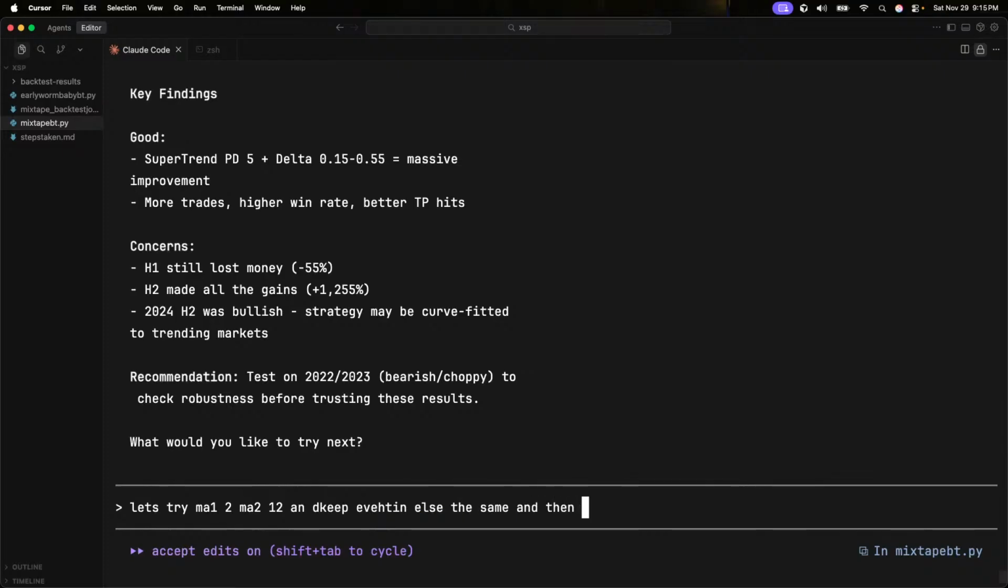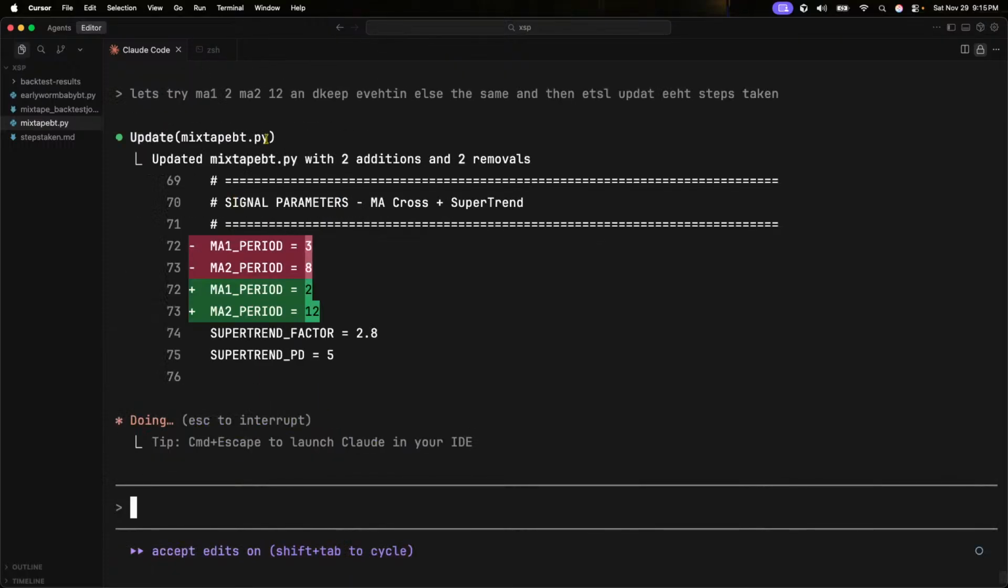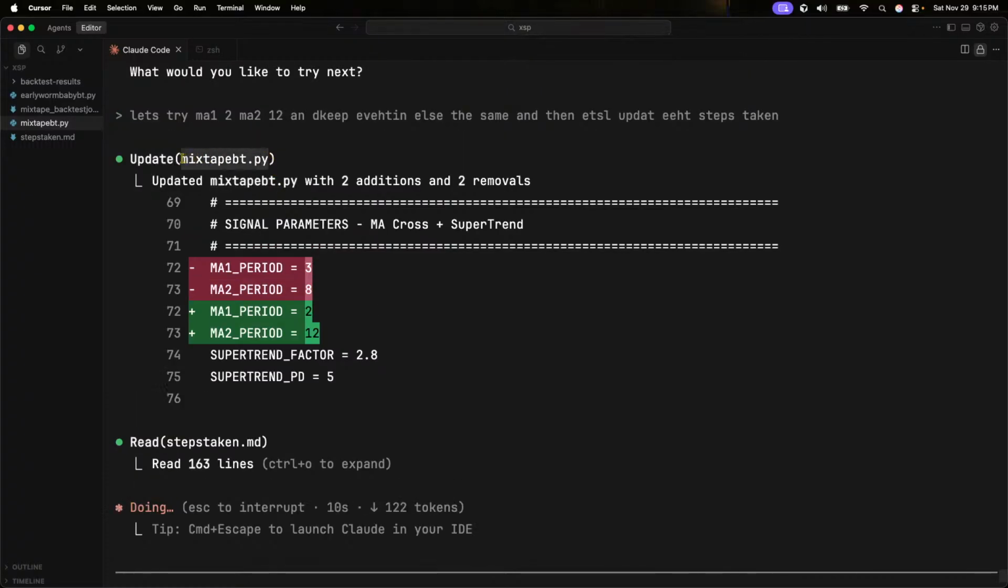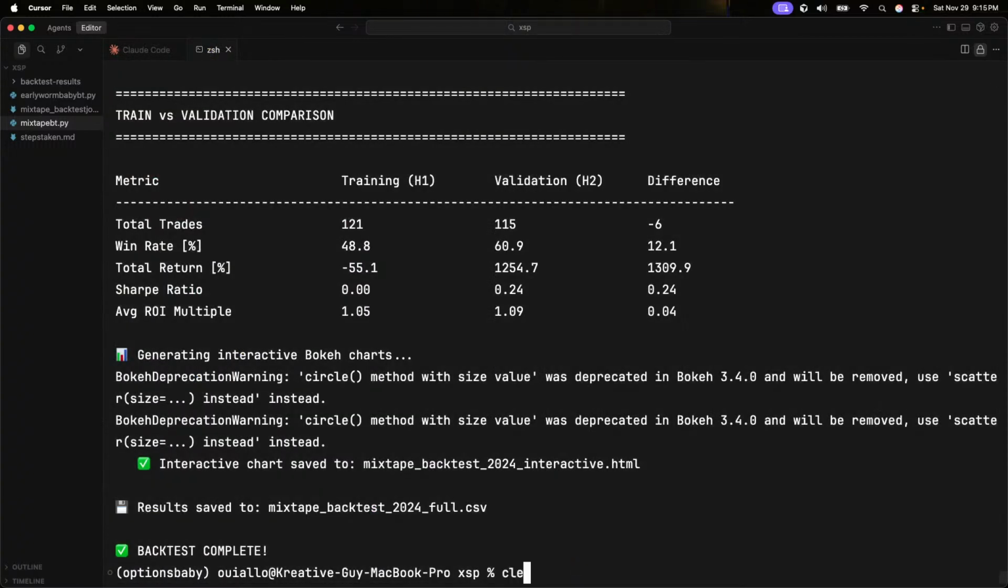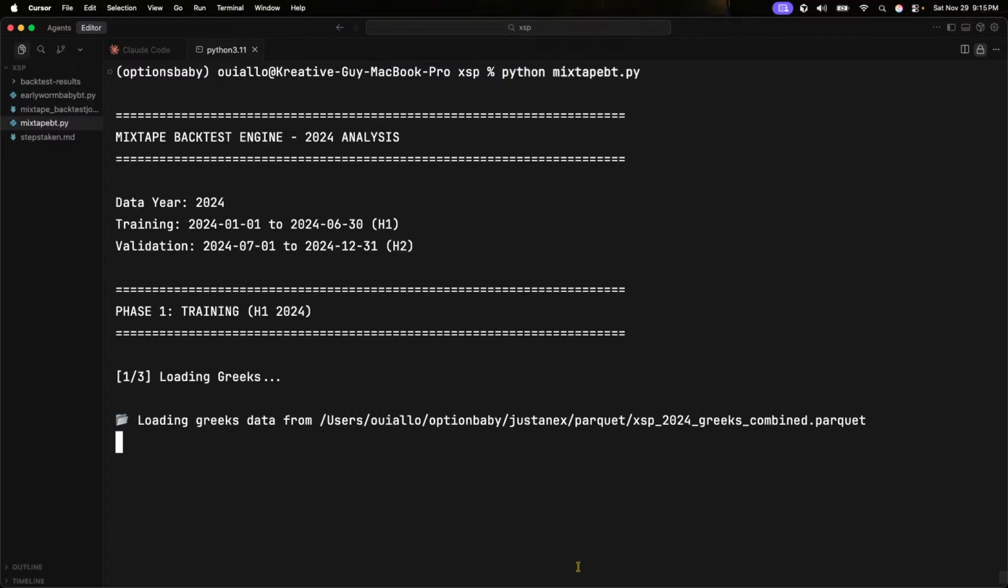Then let's update the steps taken. All right, beautiful. So we're gonna get that updated. I just wanted to update two things at a time. The steps taken is going to be like a log of everything that we did, so we can keep track of it and understand why we did it. All right, so let's clear. Let's paste it. All right, this is going to be version 2, really version 3 of our back test.